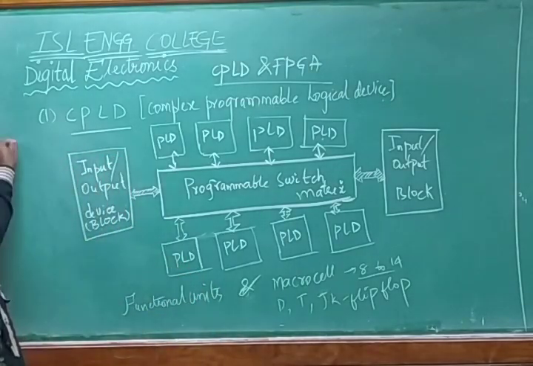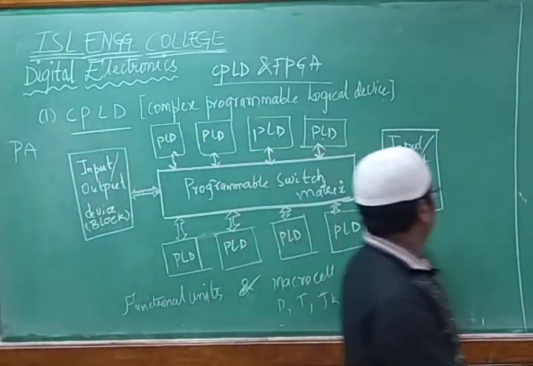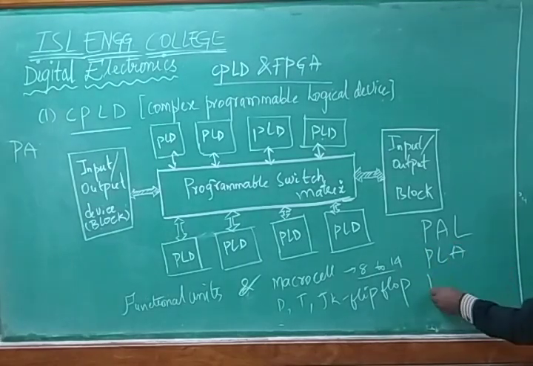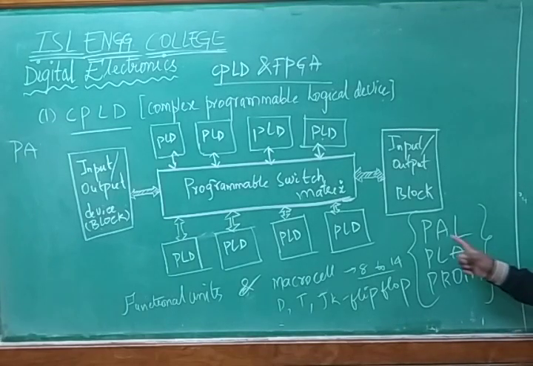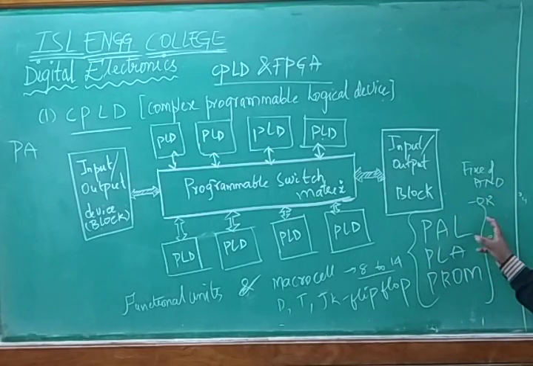One is PAL, PLA and PROM. These things we have seen in the previous class, right? PAL stands for programmable array logics. In that we are doing the programming by making a fixed AND array and an OR array. The OR array is not going to be fixed; it will be a programmed OR array.